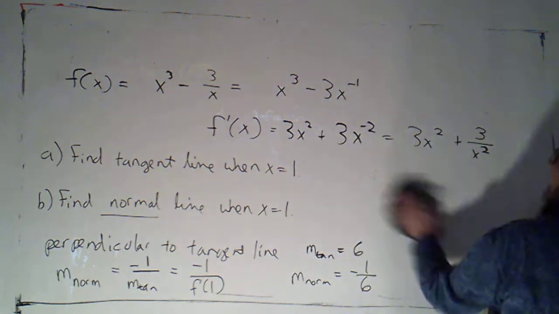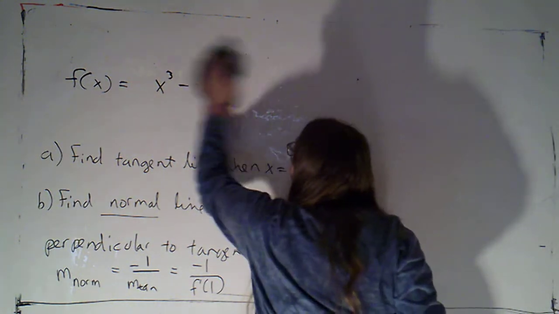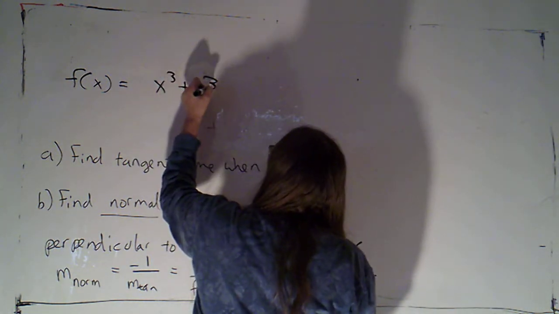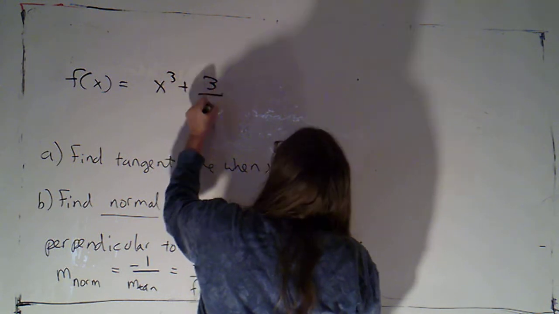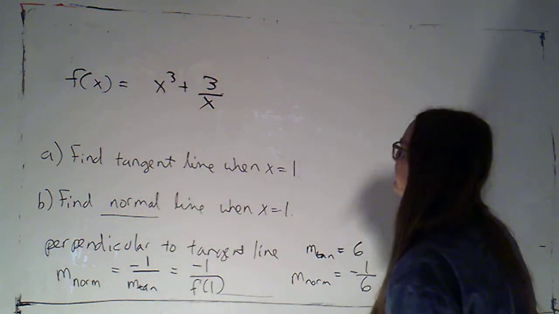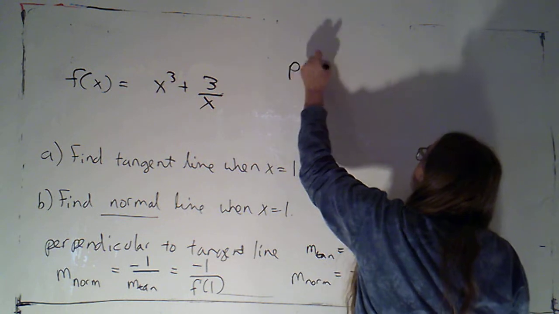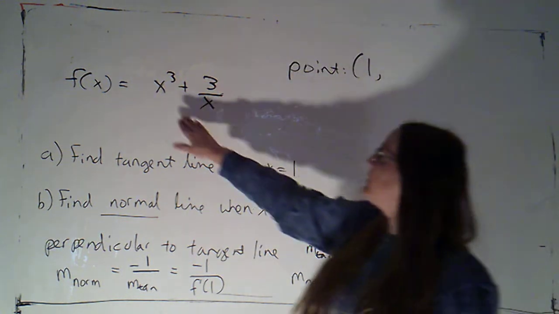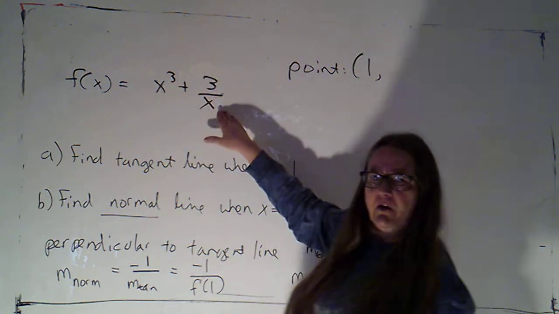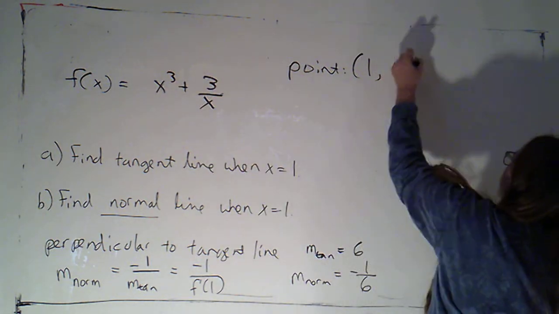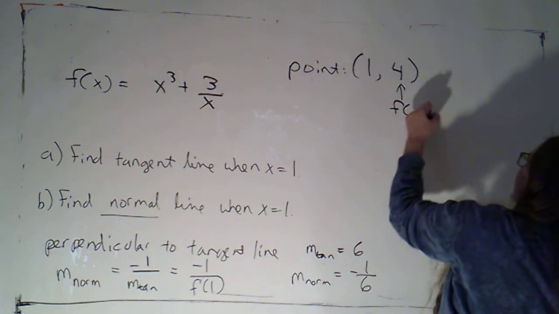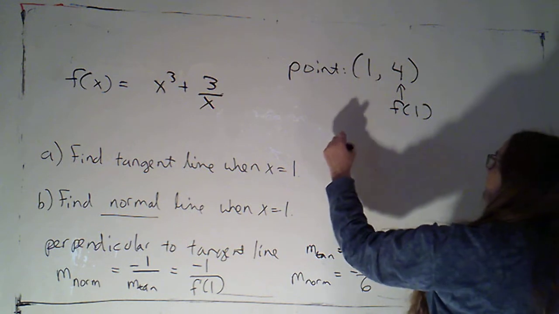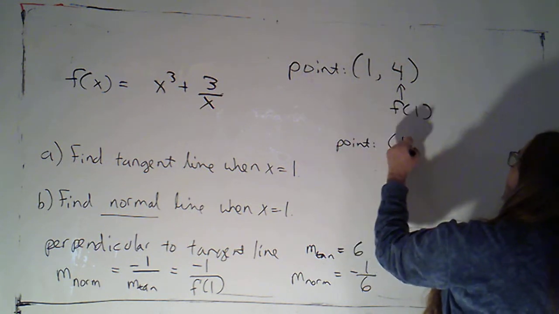Now, both of these have to pass through the same point. That was the original function. Okay, so for both functions, we're going to have the point whose x value is 1. When I plug in 1, I get 1 plus 3 over 1. 1 plus 3 is going to be 4. So remember, we get the y value by just plugging into the function. So for the tangent line, I have the point 1, 4.